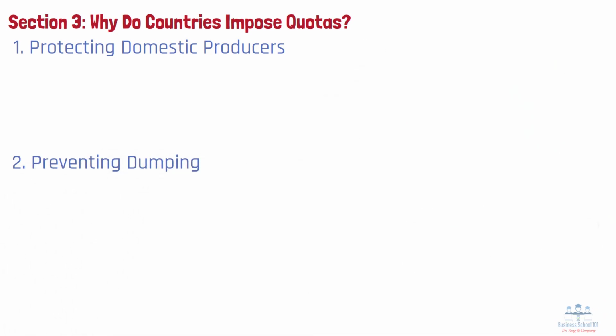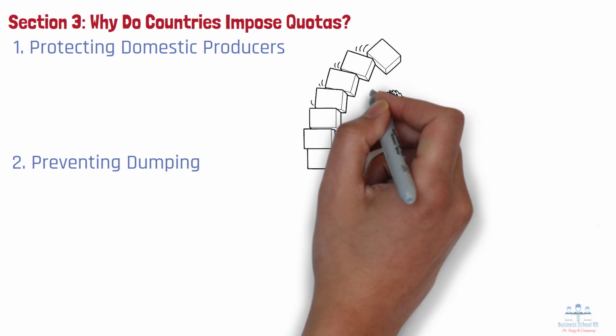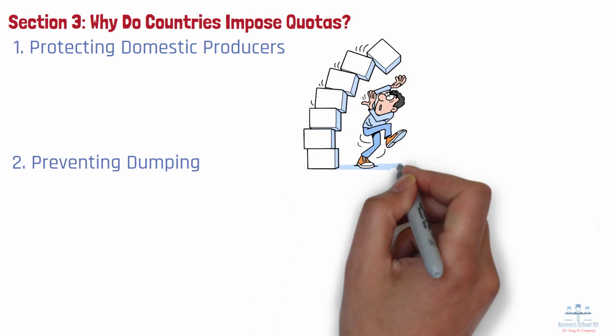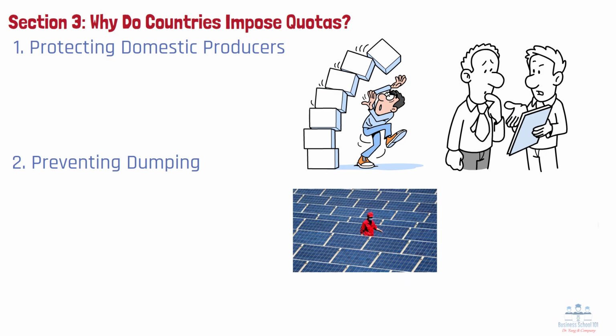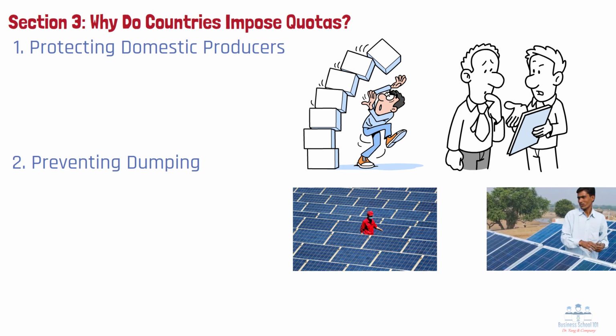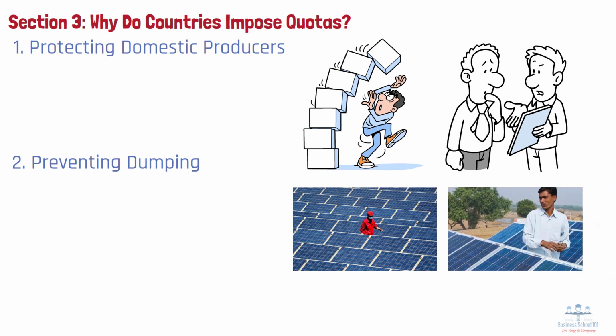Quotas can prevent countries from dumping large amounts of low-cost goods into another country's market, which can harm local industries. For instance, in 2020, India set quotas on cheap Chinese solar panels to protect its growing domestic solar industry from being overwhelmed by lower-cost imports.